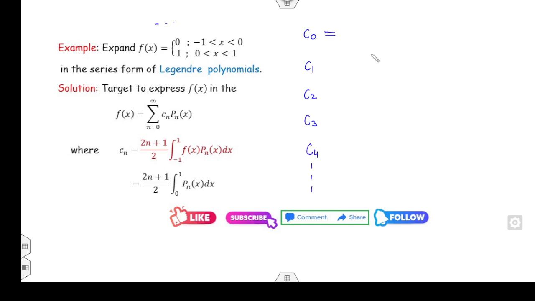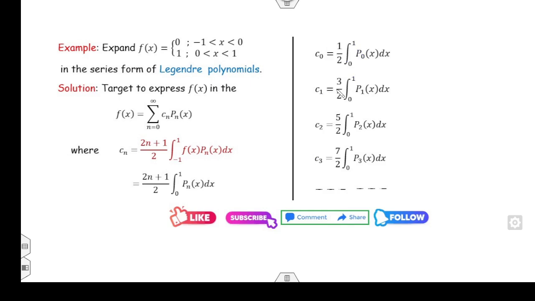तो C0 की वैल्यू कितनी आएगी? Half, integral 0 to 1 of P naught(x). Similarly, C1 is 3 by 2, integral 0 to 1 of P1(x). Similarly, C2 is 5 by 2 times P2 and then so on. What is P0? P0 is my 1. So if you integrate them, that will be 1. So that will be half.